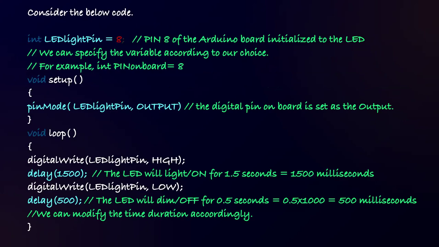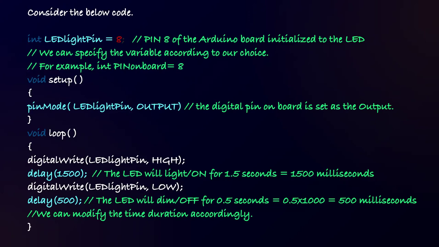Consider the code below. Again, I'll be giving an example. See, int LED light pin equal to 8. So what have I declared over here? Pin number 8 of the Arduino board is initialized as the LED. Now we can name the variable according to our choice. That's up to us. For example, int pin board equal to 8.